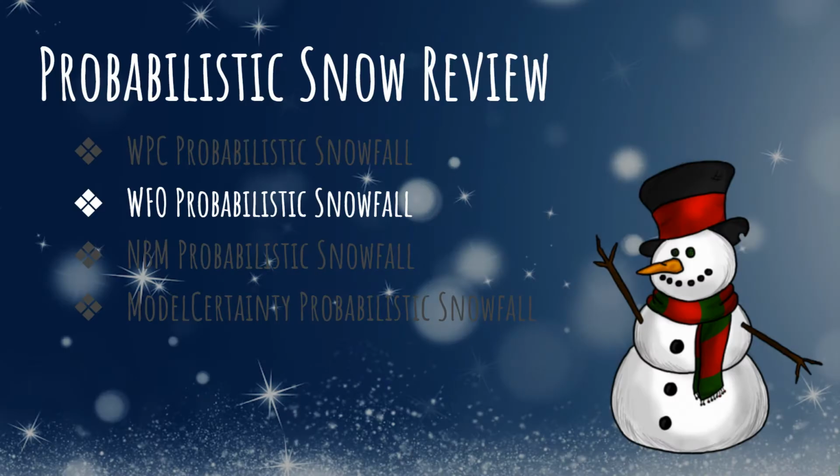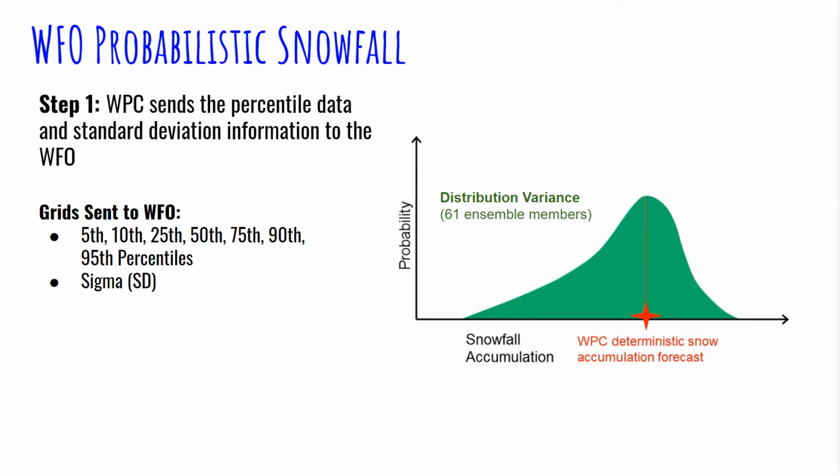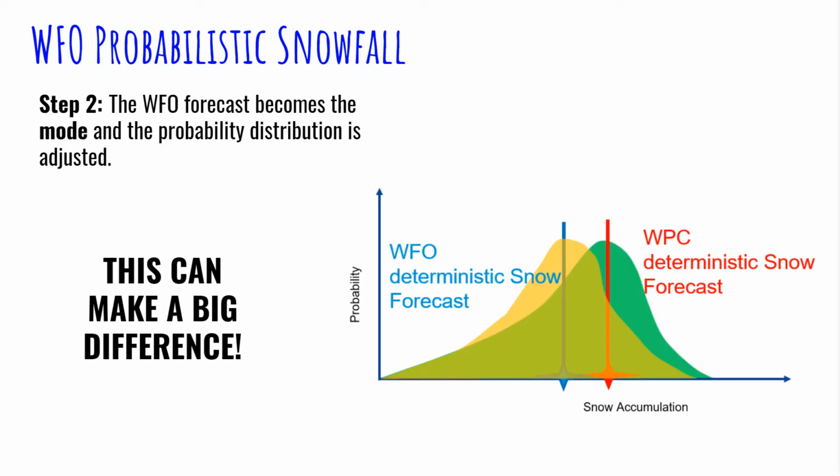All right, so now let's take a look at the probabilistic snowfall that's created in your office. The first step is that we receive the percentile data and standard deviation information from WPC, and we create a distribution. Then our deterministic forecast becomes the mode, and the probability distribution is adjusted. This can make a big difference.